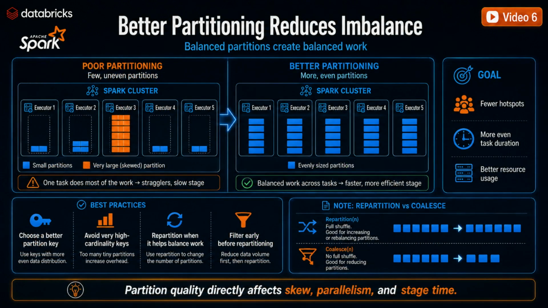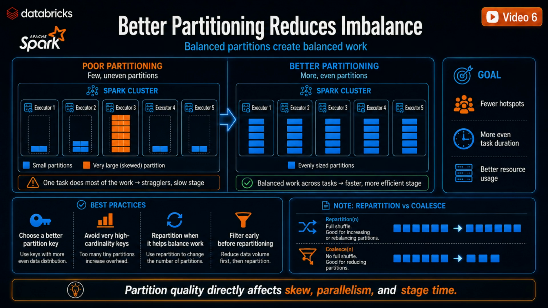Better partitioning helps reduce imbalance by spreading work more evenly across the cluster. Poor partitioning creates uneven partitions. Some tasks are tiny, while one task does most of the work. Better partitioning creates more balanced partitions, which usually means more even task duration, better resource usage, and faster stages.